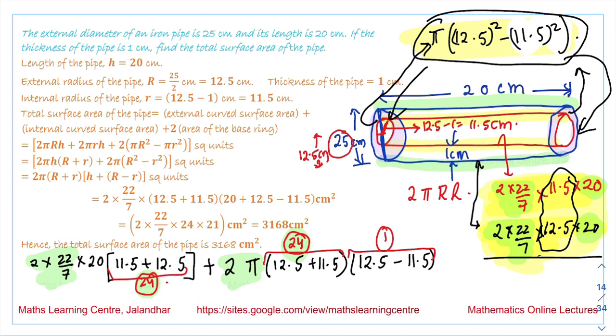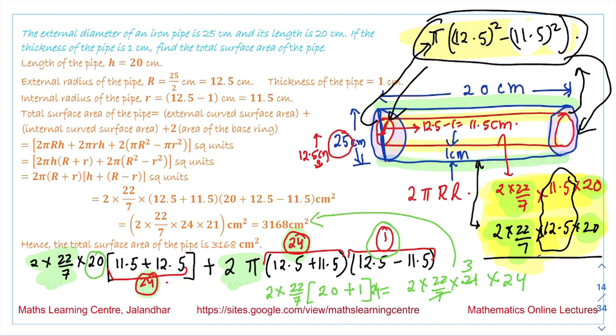So what we are left with is 2 into 22 by 7 into, out of this bracket we are left with 20, and from the next bracket we are left with this 1. So we have 2 into 22 by 7 into 21 into 24. This 24 is also common from these two terms. So this we get, 7, 3 is a. So when you multiply these values, you will get the answer 3168 centimeter square. So this is the total surface area of the pipe that we had to calculate.